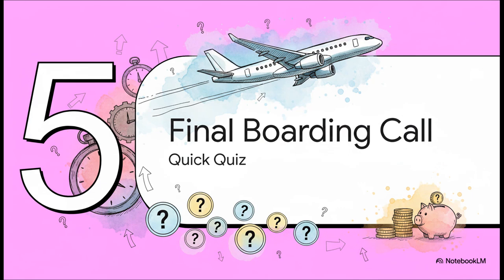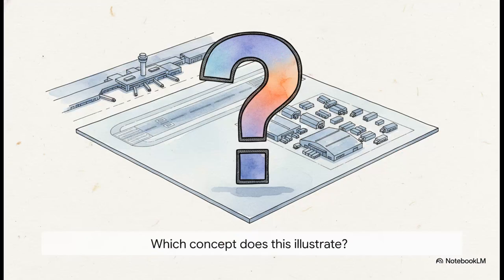Fantastic. Okay, let's move to our final check for understanding. It's time for a quick fire quiz to see if you can apply this concept yourself. Are you ready? All right, here's the scenario for you. Heathrow Airport has enough land to build either a new cargo facility or a new runway. But, and this is the key, it absolutely cannot do both. So which key business concept does this situation illustrate?